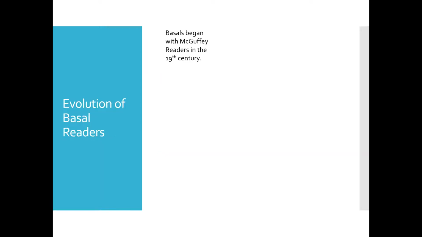Basal readers are a volume of books that are individually leveled so that the lowest level is the beginning, and the highest level would essentially take a child up to about 12th grade. These began in the early 19th century. They were called the McGuffey readers back then. The McGuffey readers looked like this.